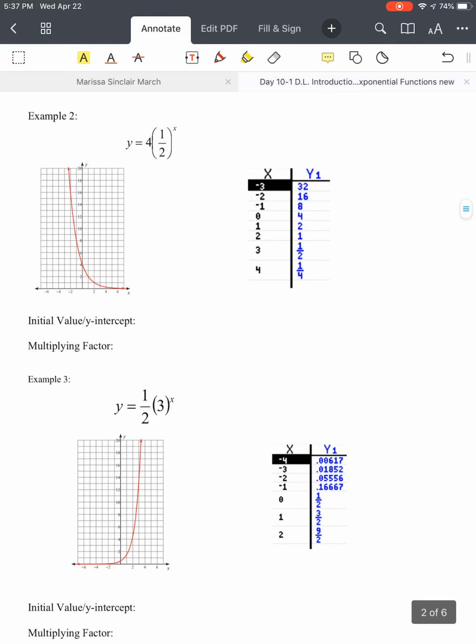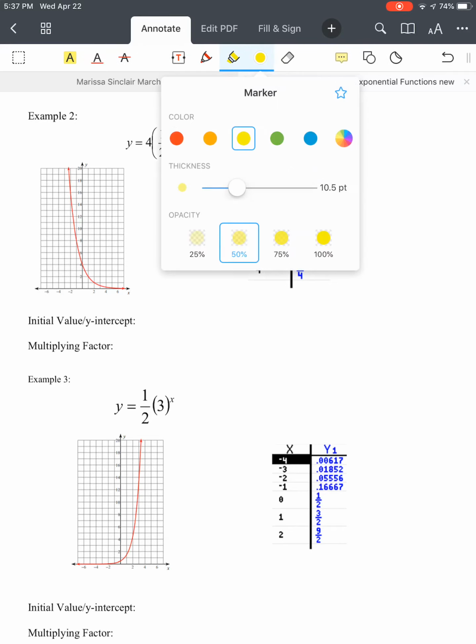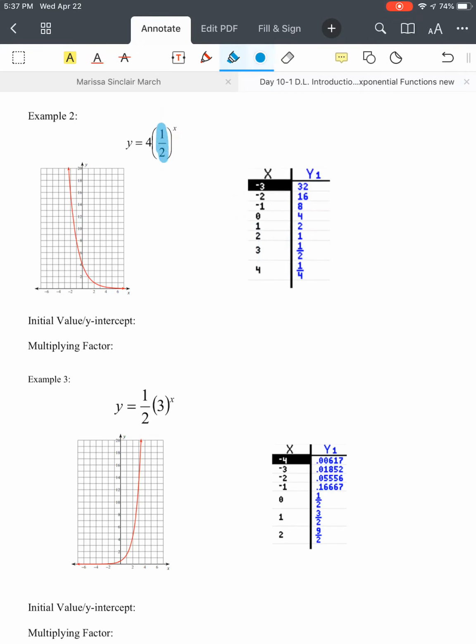4 parentheses 1/2 to the x. First thing I want us to ask ourselves is, is it growth or is it decay? Well, let's look at the number in the parentheses. I have 1/2. Is 1/2 greater than 1? No, right? 1/2 is not greater than 1. It's less than 1. It's between 0 and 1, which is really what I'm looking for. So I know that it is decay.